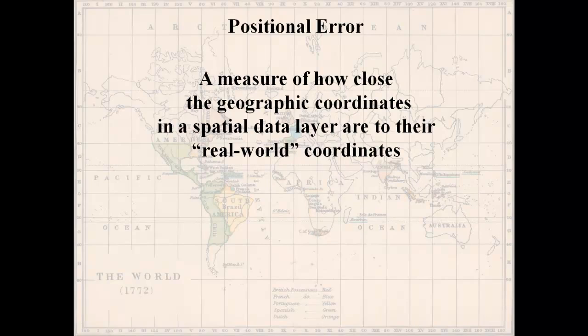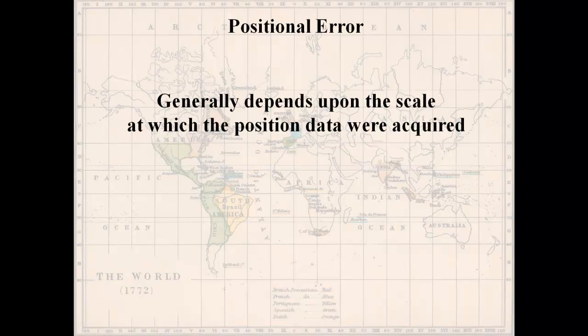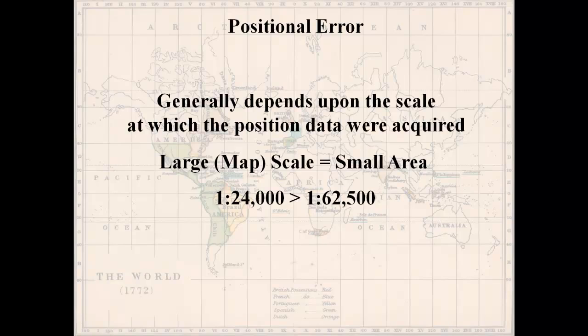Positional error. Okay, this is another one that you can kind of quantify. This is how close the coordinates are to what they are in the real world. Usually it depends on the scale. If you're covering a small area, you're going to probably have lower positional error because you can see much finer pieces of measurement on that small area. So a large map scale is a small area, and so the large map scale is going to have a smaller positional error. This is the topographic map scales 1 to 24,000.